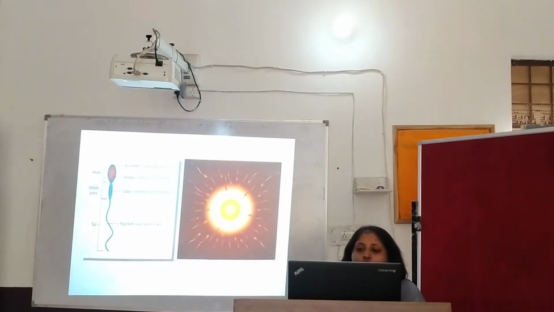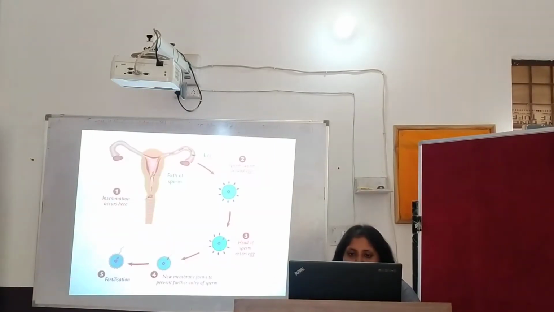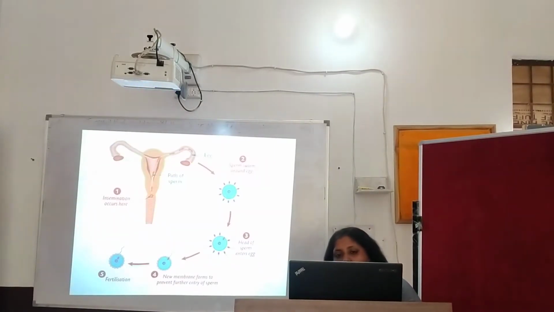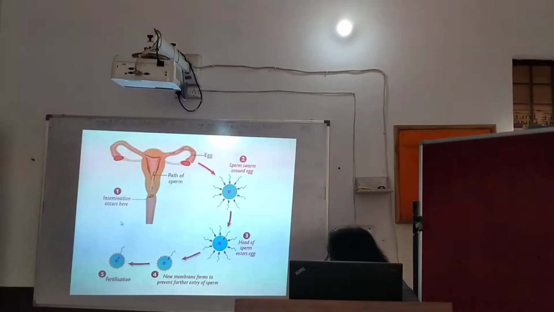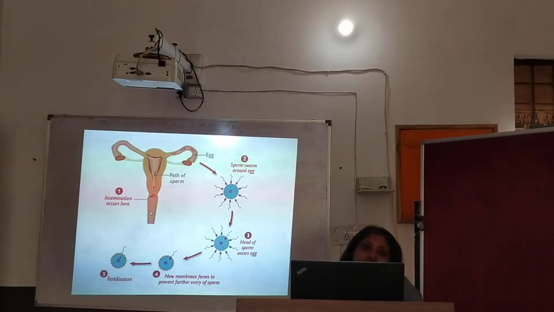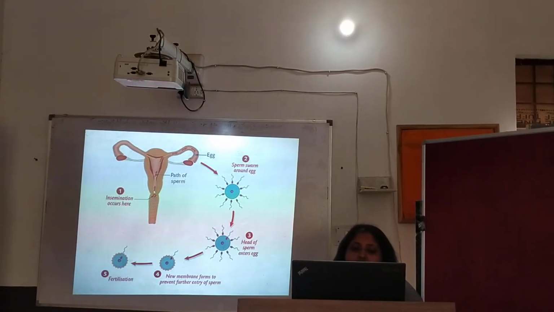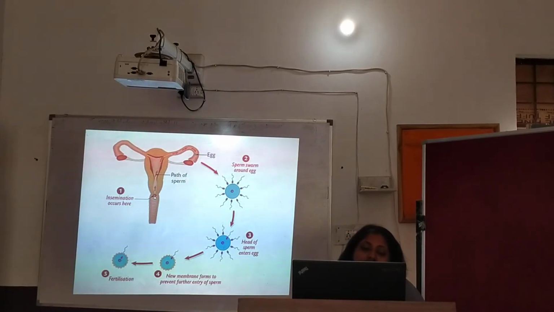So this is an ovum. You can see here the sperms all coming and striking the walls of the ovum. Now let's see the whole picture here. See, the first point says insemination occurs here. So this is the opening of the female genitalia where insemination occurs, and from here, this is the vagina, cervix and uterus. Okay, so now see, insemination is here.